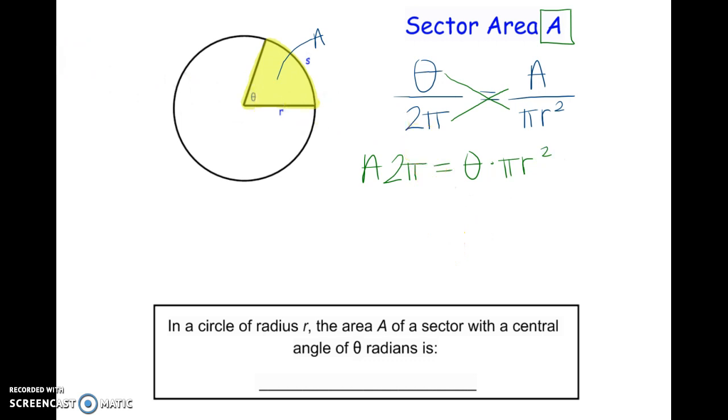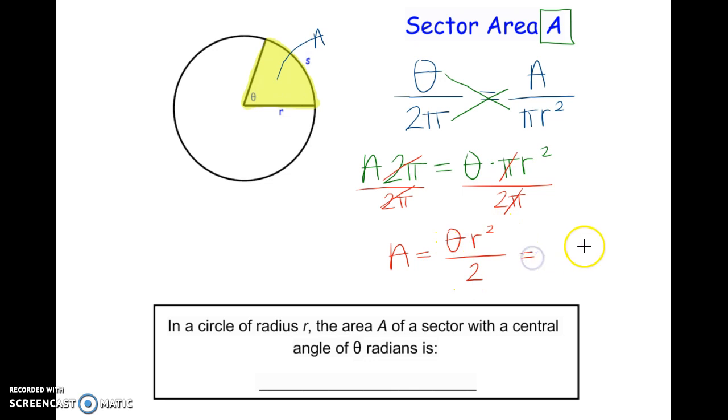So what we're going to do is isolate A by dividing by 2 pi. So dividing by 2 pi over here. These cancel, so A is now isolated. Our area is equivalent to, well, a pi cancels from the numerator and denominator here as well. So we can think of this as theta r squared divided by 2. That basically means your angle times the radius squared divided by 2.